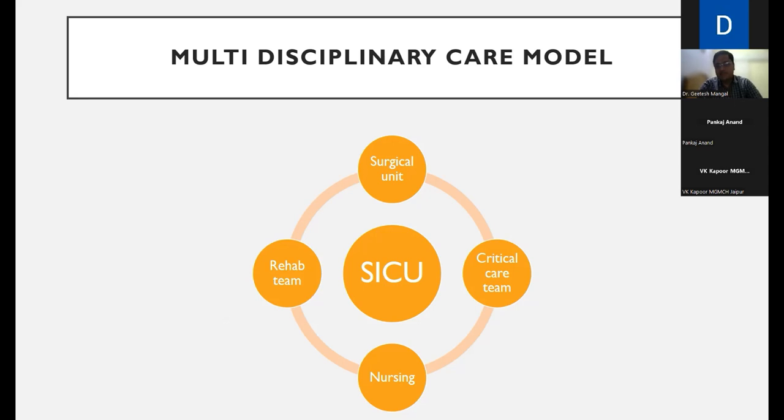Then the nursing team, which is the core of any ICU, they are the end caregiver to the patient. Then there is the rehab team, which includes the physiotherapist, the nutritionist, and counselors and psychologists if required for family and patients' psychological support. And then there are medical super specialties which are involved as and when required at the discretion of the critical care team. So all these together form a multidisciplinary team to deliver the care to the critically ill surgical patient.